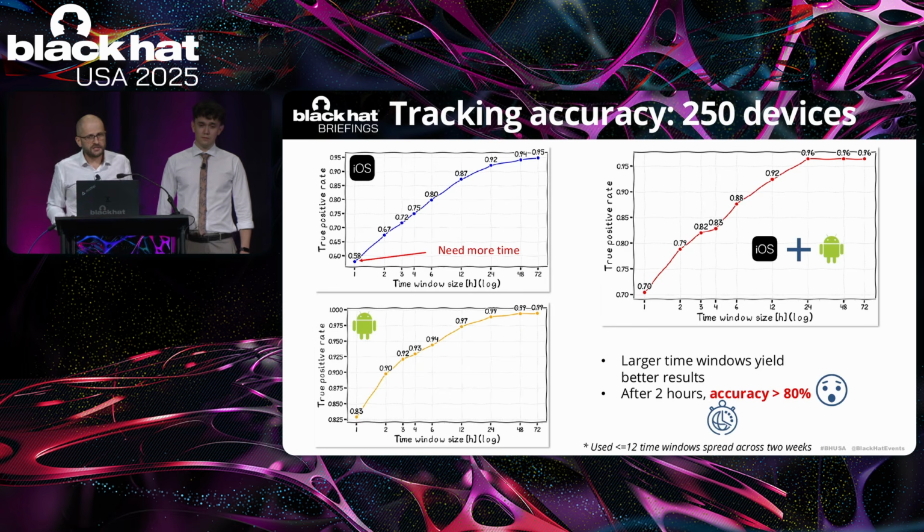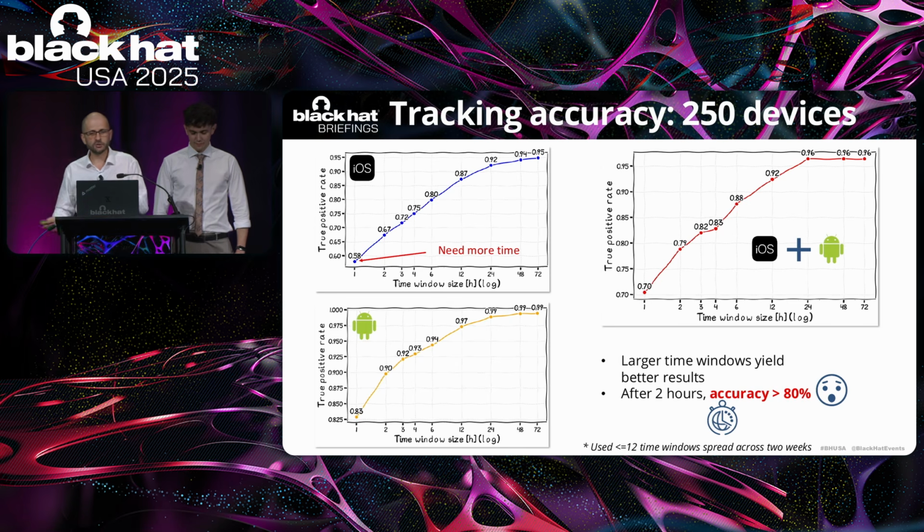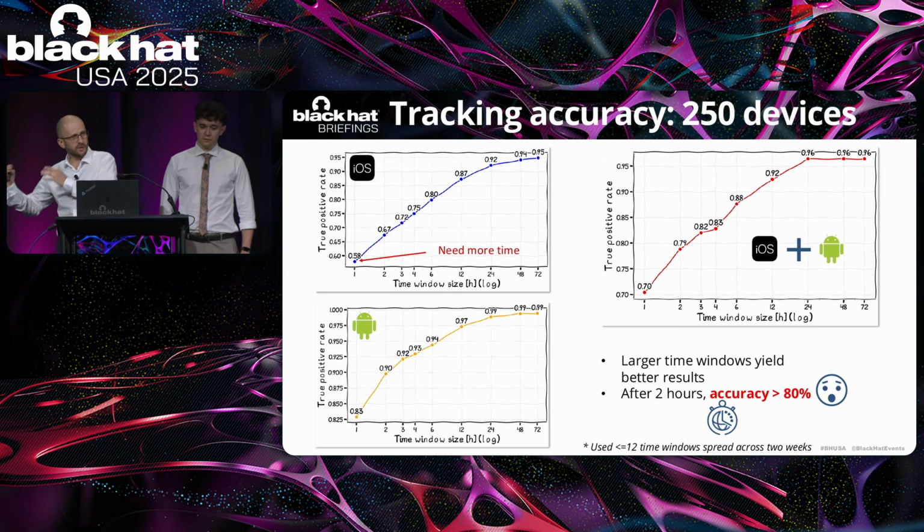Now, let's take all of these concepts and put them into practice. At first, we have taken batches of 250 devices, iOS and Android separately, and we also considered a mix of iOS and Android devices, as you would normally find in real-world scenarios. Now, as we can see here, time will heal not only wounds, but also our tracking accuracy. So the more time we waited, the more we aggregated, the better for our tracking accuracy.